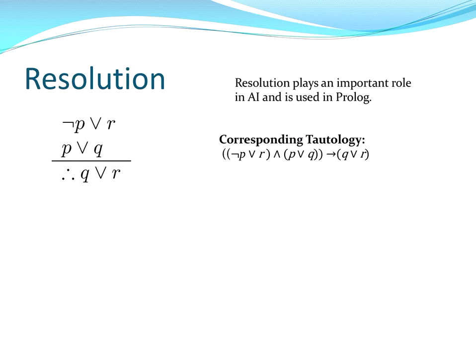And finally, resolution. Resolution is where we have two premises that are both disjunctions. We have the premises not P or R, and the other premise is P or Q. And I can conclude that Q or R is true. Since either P or not P is false, one of Q or R, or both, must be true, but at least one of them must be true.